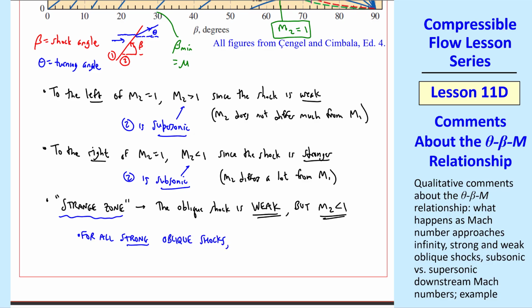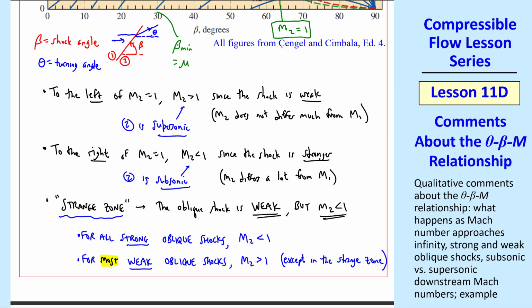For all strong oblique shocks, M2 is less than 1. And for most weak oblique shocks, M2 is greater than 1, where we have to use the word most, because this is true except in the strange zone.